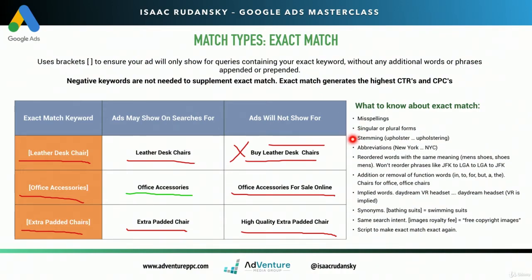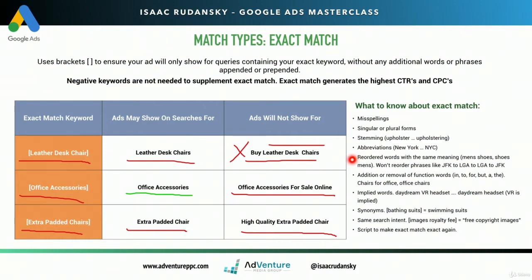Stemming, so upholster and upholstering. So if my keyword is upholster shop near me, and somebody searches for upholstering shop near me, Google retains the right, even if my keyword is exact match, to trigger an ad through that exact match keyword. Abbreviation, so if my keyword says New York City or New York, and somebody searches for NY or NYC, Google retains the right to show my ad even though it's an exact match keyword that said New York inside the brackets.